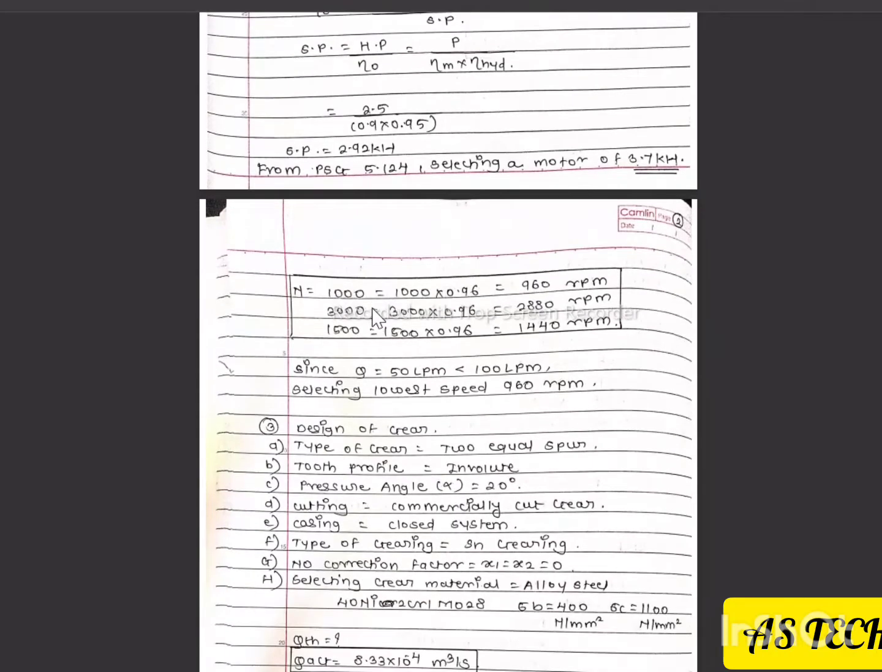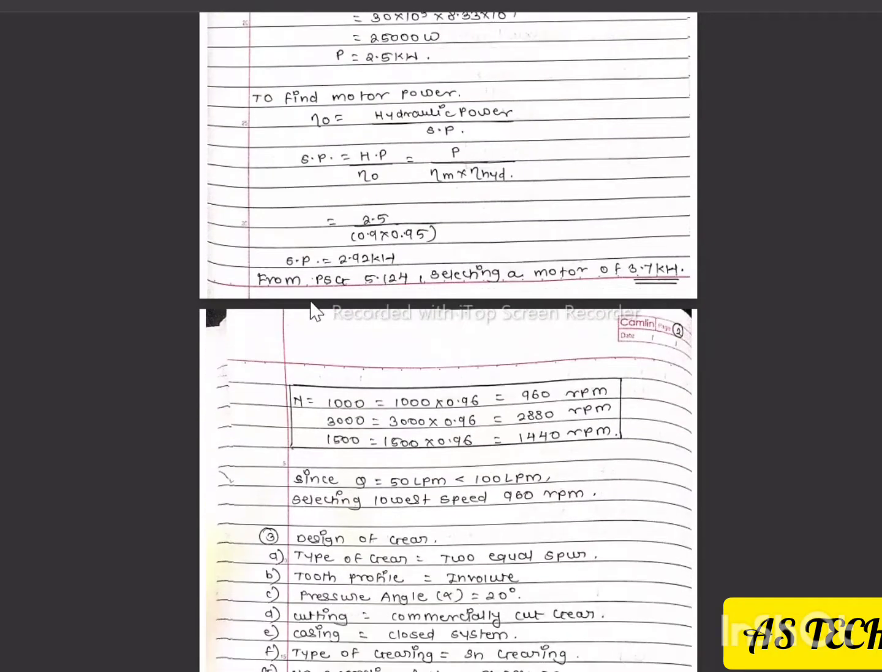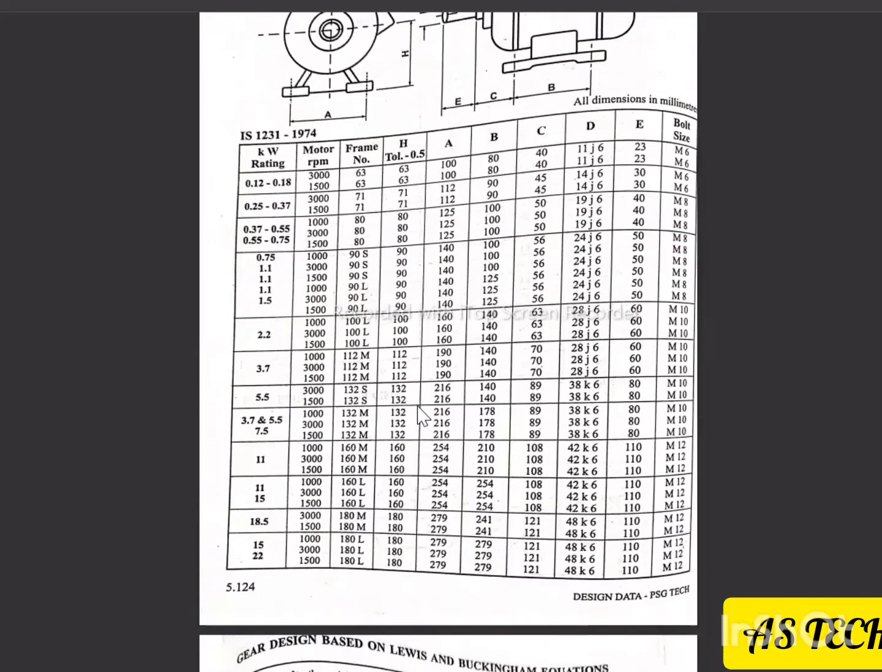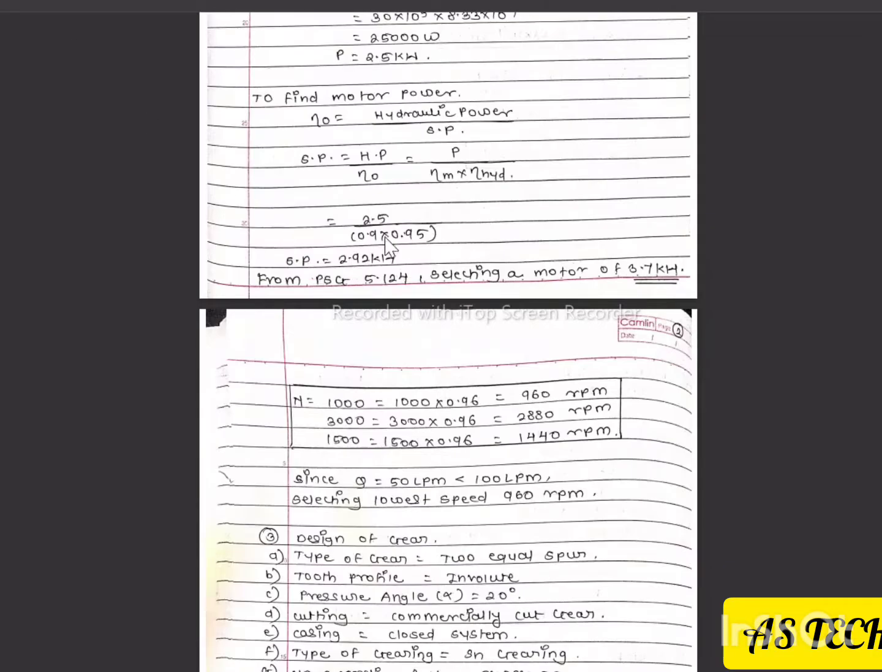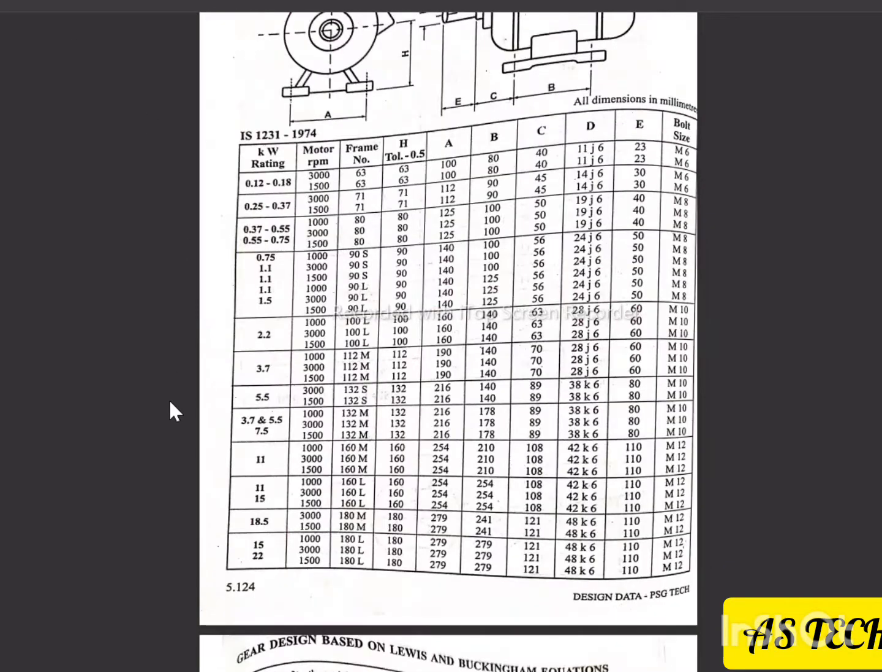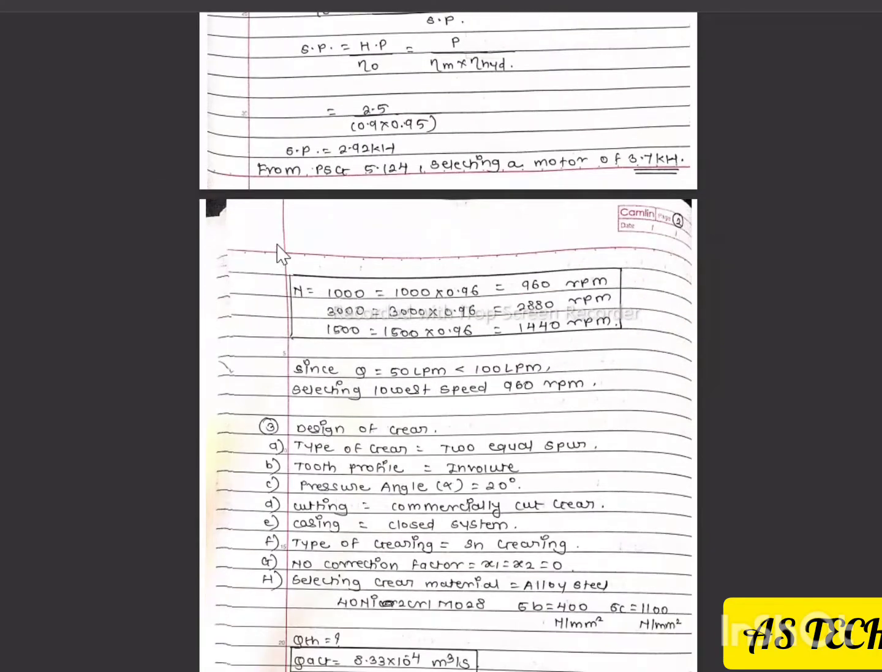Take the standard value of power from PSG 5.124. In PSG we compare the motor power 2.92 with the standard values: 2.2, and the next value is 3.7. Always take the next value, that is 3.7. From PSG 5.124, we select the motor of 3.7 kilowatt.